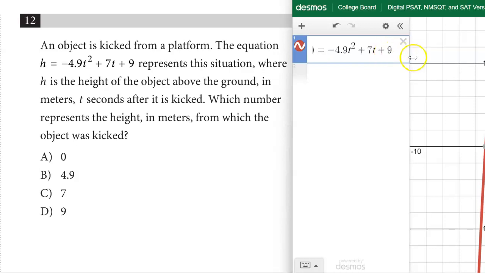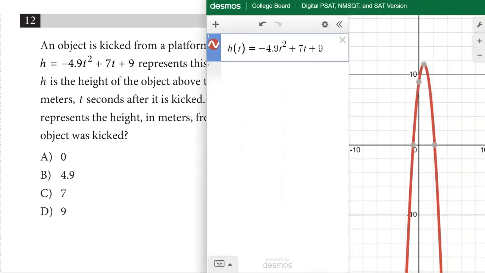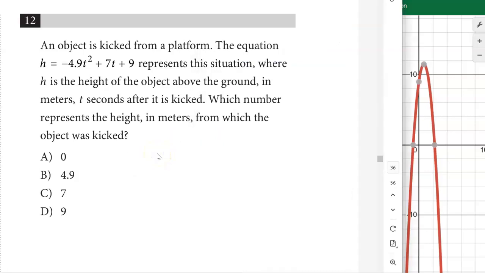I'm going to pull this over just a bit. I don't think I'm going to need to adjust my graph because I can see it, so I'm just going to stick with this. And the question is, where was it kicked from?